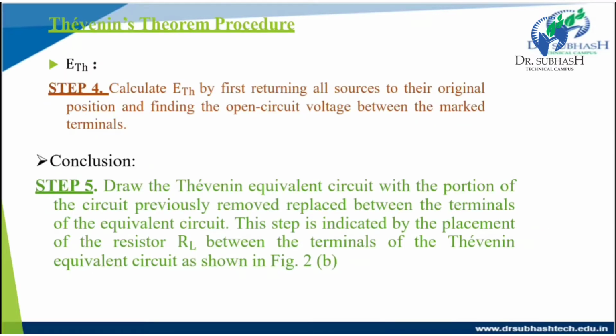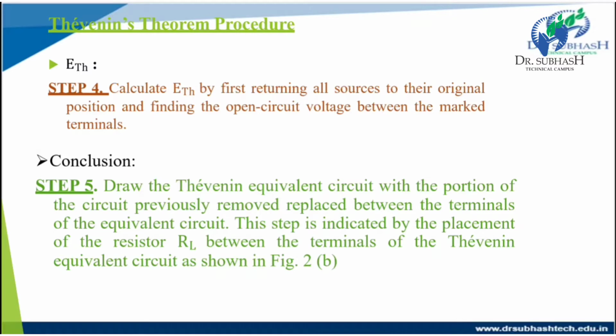For ETH, the equivalent Thevenin voltage, step 4: calculate ETH by first returning all sources to their original positions and finding the open circuit voltage between the marked terminals. We already have RL open temporarily and that point we marked. At that point we have to find our voltage by using KVL, KCL and Ohm's law.